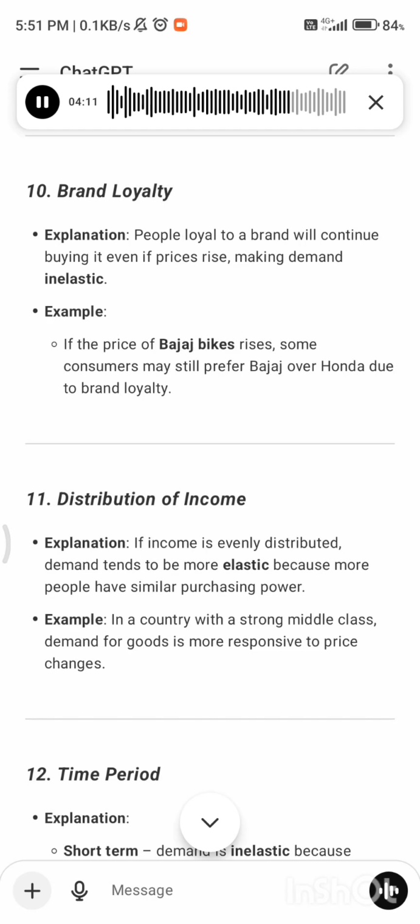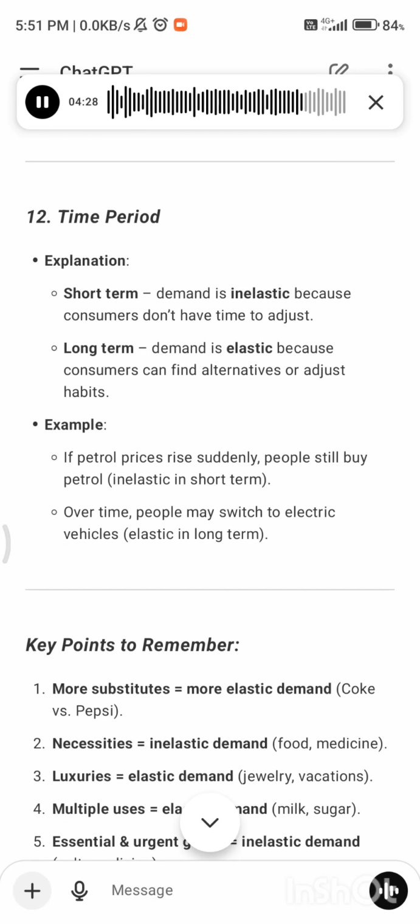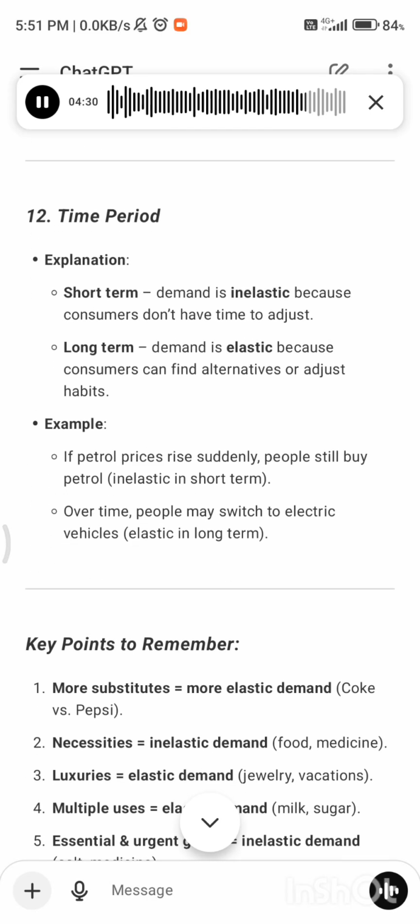11. Distribution of income. If income is evenly distributed, demand tends to be more elastic because more people have similar purchasing power. Example: in a country with a strong middle class, demand for goods is more responsive to price changes. 12. Time period. Explanation. In the short term, demand is inelastic because consumers don't have time to adjust. In the long term, demand is elastic because consumers can find alternatives or adjust habits. Example: if petrol prices rise suddenly, people still buy petrol, inelastic in the short term. Over time, people may switch to electric vehicles, elastic in the long term.